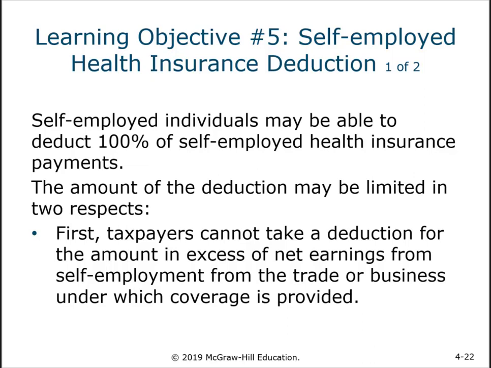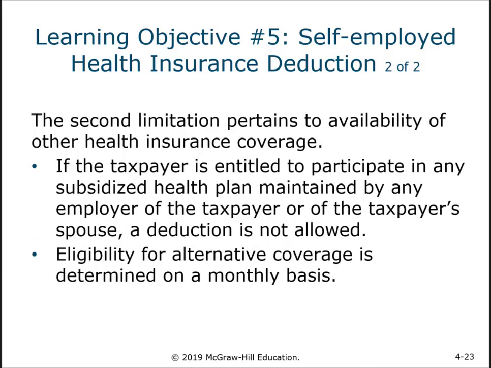All right. However, it can't be more than you make in your business, right? You can't be paying $10,000 of health insurance and only make $5,000 in your small business. Otherwise, you can't deduct all $10,000. You only deduct the $5,000, up to the amount of your self-employment earnings. So that's probably the hardest limit. And the other one is that you can't have other coverage, as we mentioned earlier.